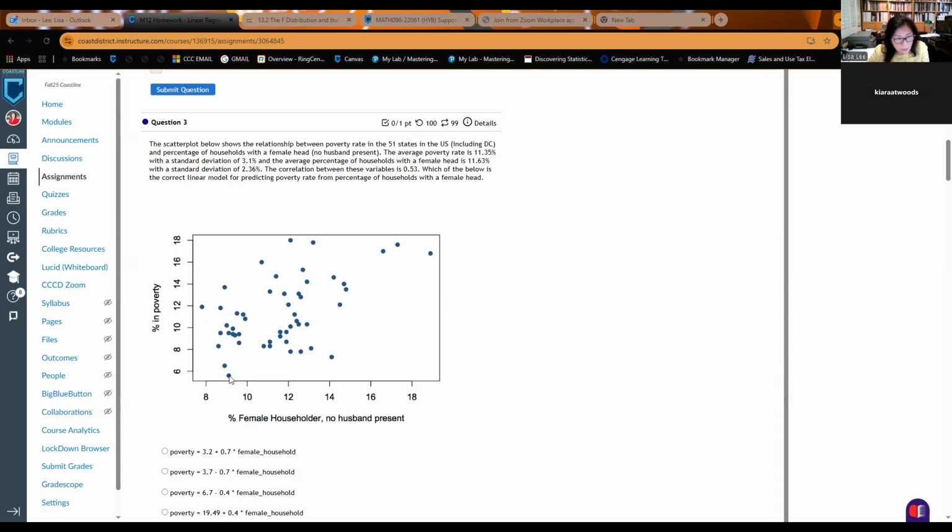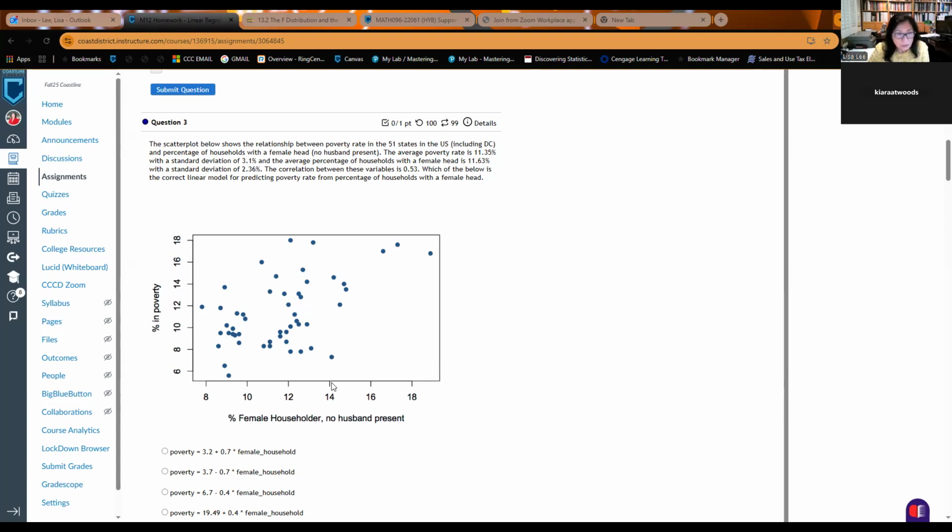Then let's pick another point. This one, well, that depends on the state, right? This point I pointed here is more than 8.5% female households, but the poverty is not that high. It's maybe about a 5, right? So it depends on the state, the richest state makes a difference.